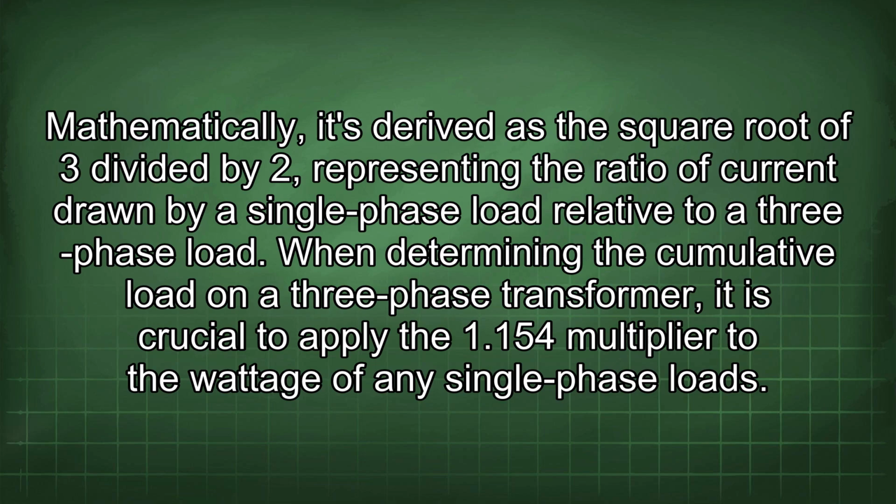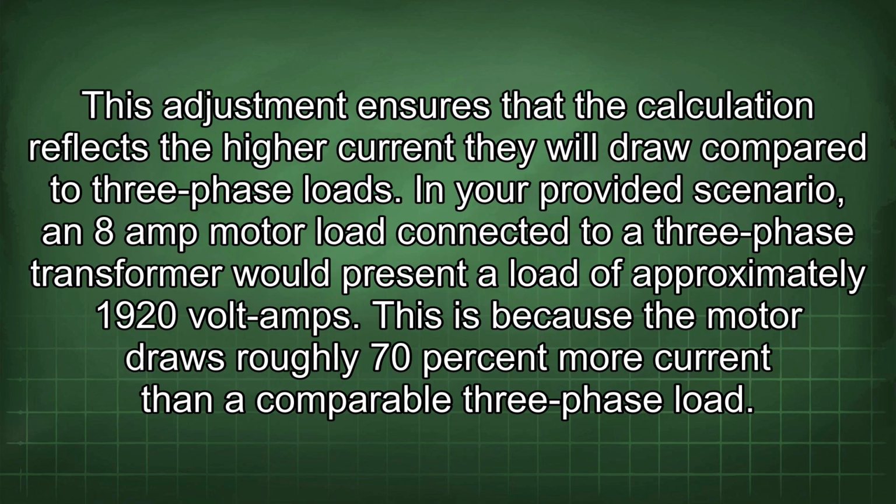Mathematically, it's derived as the square root of 3 divided by 2, representing the ratio of current drawn by a single-phase load relative to a three-phase load. When determining the cumulative load on a three-phase transformer, it is crucial to apply the 1.154 multiplier to the wattage of any single-phase loads. This adjustment ensures that the calculation reflects the higher current they will draw compared to three-phase loads. In your provided scenario, an 8-amp motor load connected to a three-phase transformer would present a load of approximately 1920 volt amps. This is because the motor draws roughly 70% more current than a comparable three-phase load.